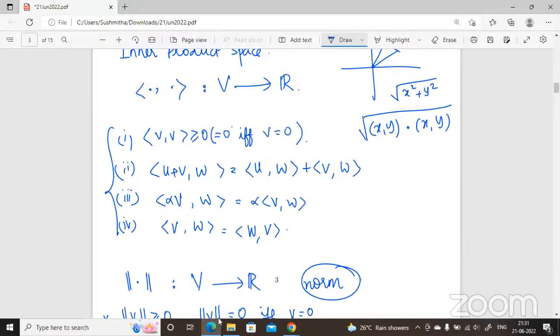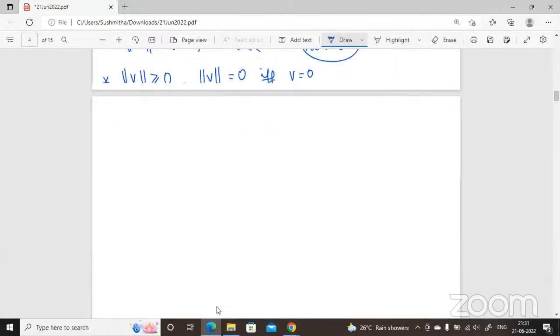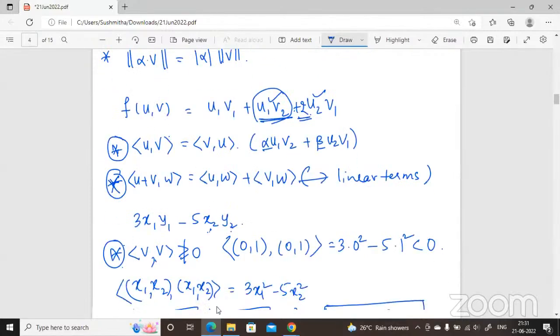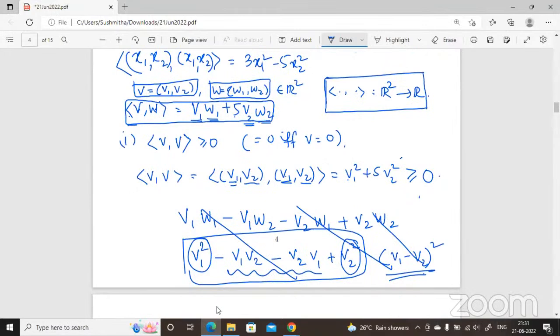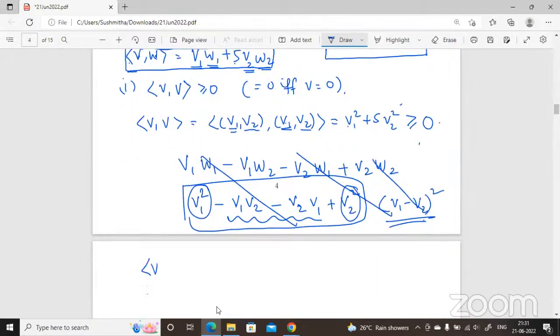One more example can you take? Ma'am, please continue this example with conditions 2, 3, and 4. So this is the first condition. What happens when V comma V is equal to 0? I need to check whether it is possible only when V is equal to 0, right? Understood. Will it be satisfied?